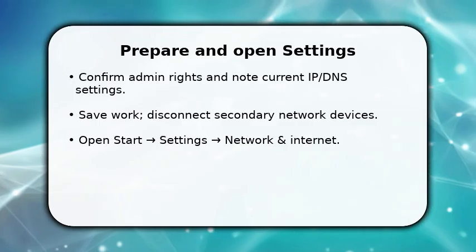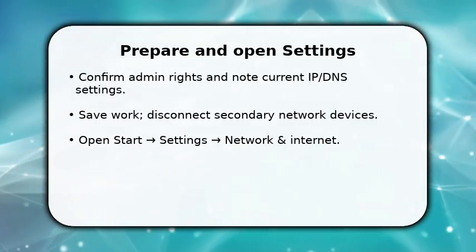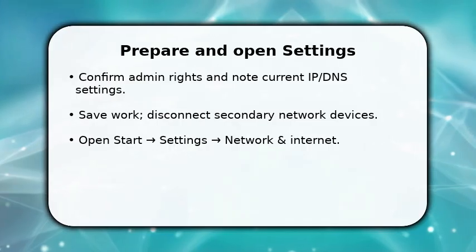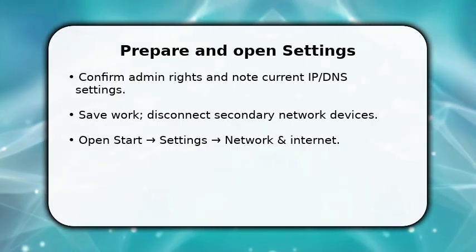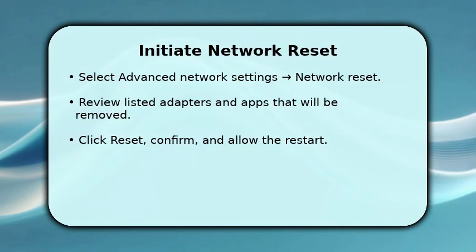Now open Start, go to Settings, and select Network and Internet. This gets you directly to the controls we need. You're taking these steps to avoid losing custom configuration unintentionally. You will now perform the reset.